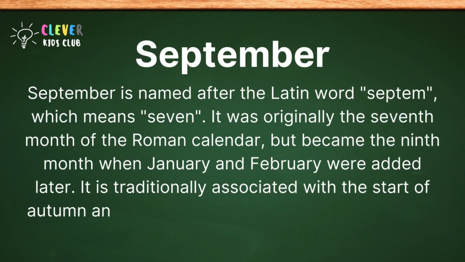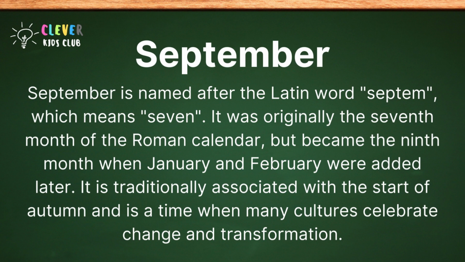September. September is named after the Latin word septem, which means seven. It was originally the seventh month of the Roman calendar, but became the ninth month when January and February were added later. It is traditionally associated with the start of autumn and is a time when many cultures celebrate change and transformation.